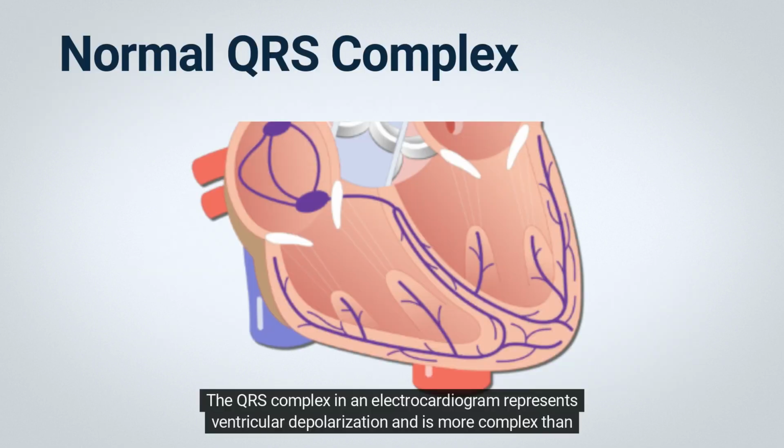The QRS complex in an electrocardiogram represents ventricular depolarization and is more complex than the P wave.